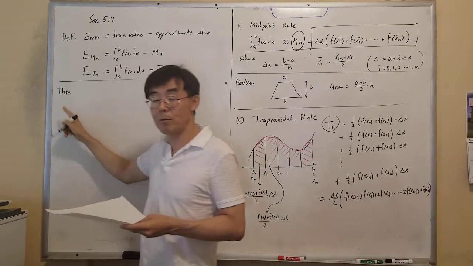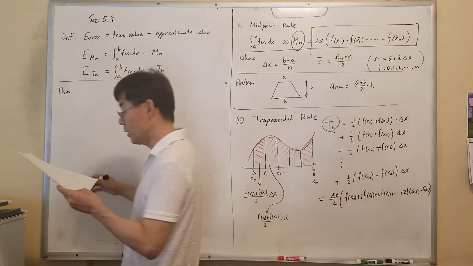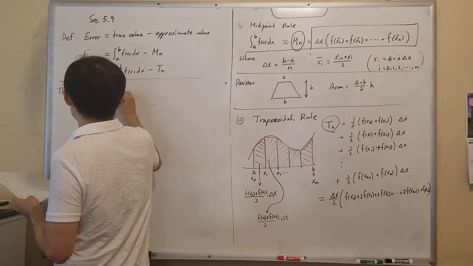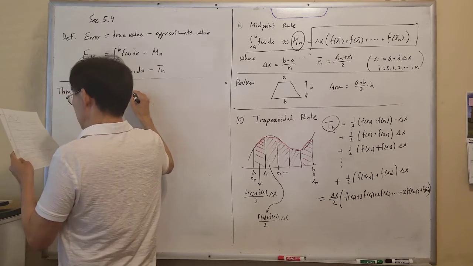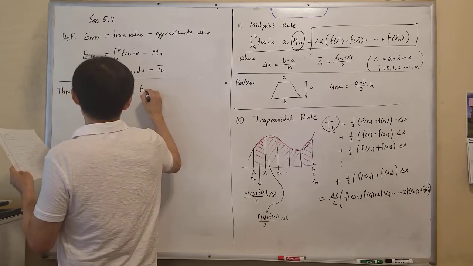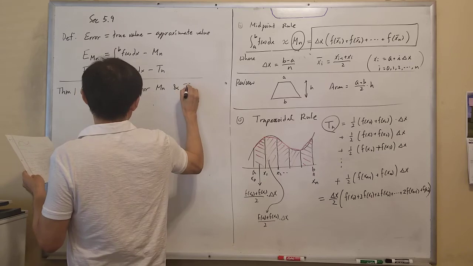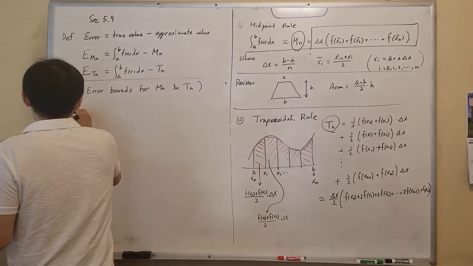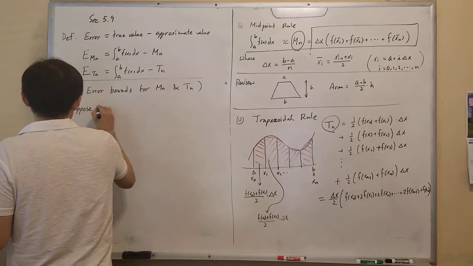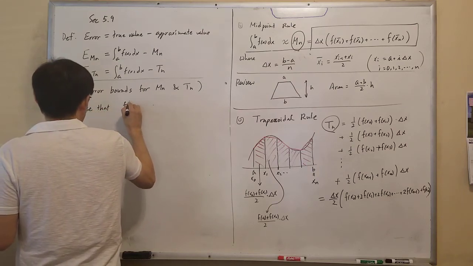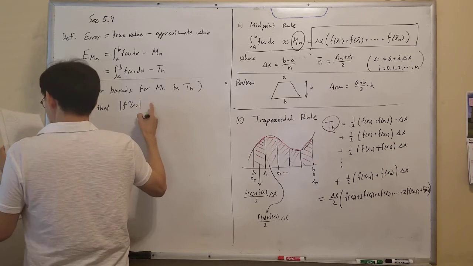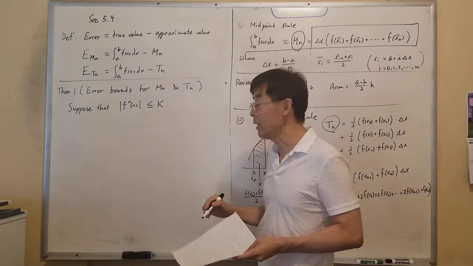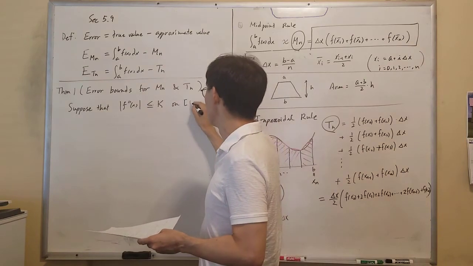THM stands for theorem. Theorem 1. Error bound. Error bounds for NN and TN. Now suppose that the absolute value of your second order derivative is less than or equal to some positive constant k on this interval.